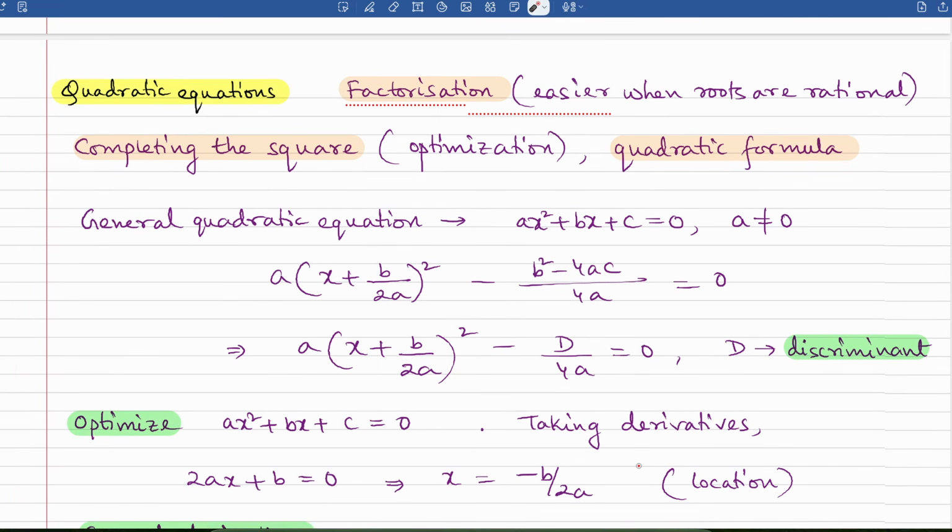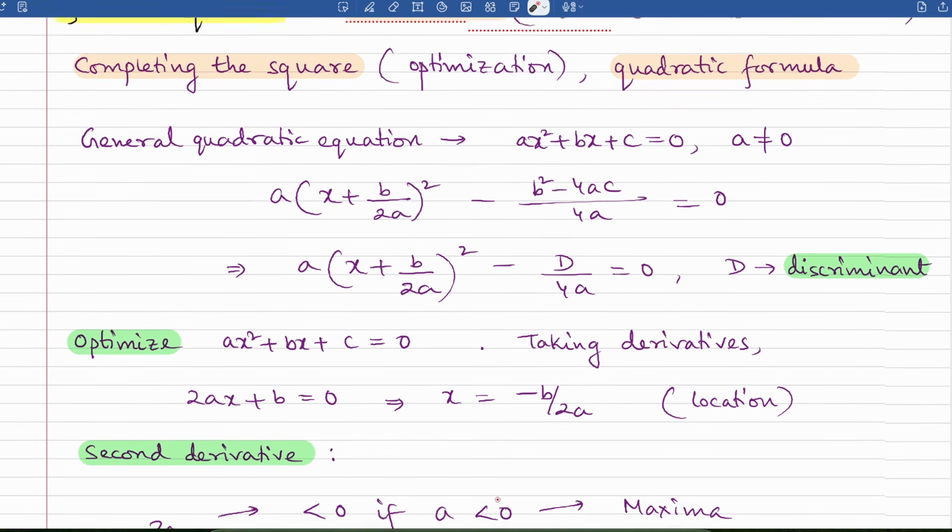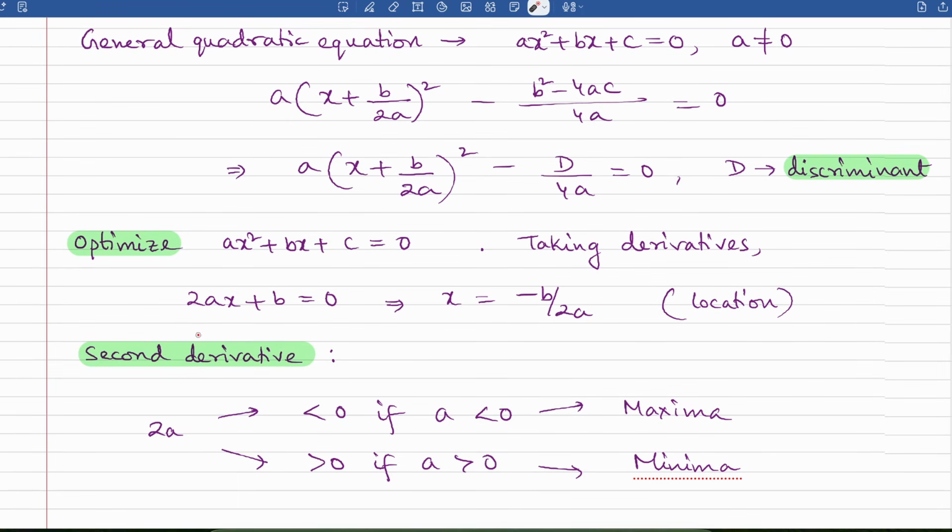If I want to optimize the quadratic equation, that is find out the maximum and minimum points of it, I can not only use the completing the squares method, but since ESAT M2 allows you to use derivatives, we can go for that. So if I take the first derivative, I'll end up with 2ax plus b is equal to 0, which gives me x is equal to minus b by 2a. This provides me the location of the extrema. Now I do not yet know whether this is a maxima or a minima, so I'll take the second derivative. Using the second derivative test, I'll obtain the second derivative to be 2a.